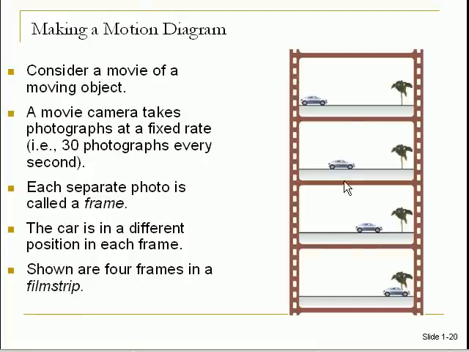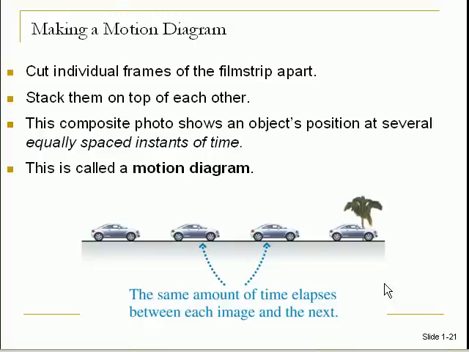Now, in a motion diagram, we separate those frames out, and we look at the car's motion in that way. We kind of stack them on top of each other. So you'll see that the car is here, then it's here, then it's here, then it's here. Each snapshot of the car is telling you about its location in equal intervals of time. So from this first snapshot of the car to the next snapshot of the car, 1/30th of a second passed by. And then from this snapshot to the next snapshot, 1/30th of a second passed by. So notice how the key thing about a motion diagram is we keep the interval of time between snapshots the same. And again, this is what we call a motion diagram.